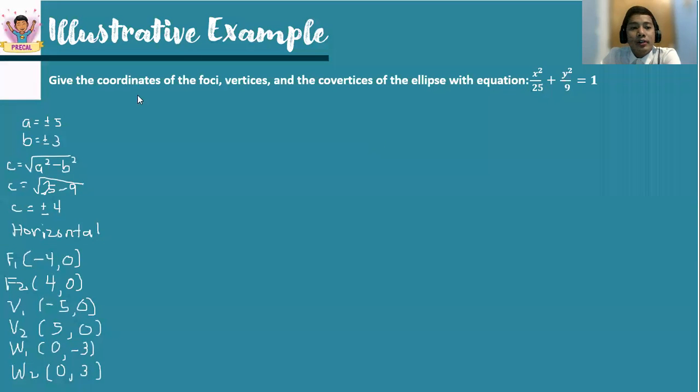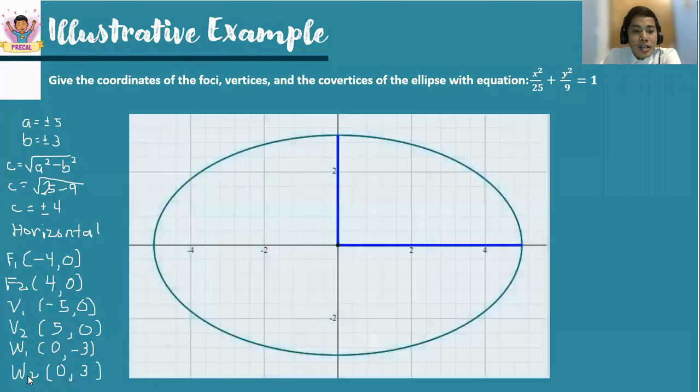Okay, so we already have answered that part. Let us continue. So this is how the graph would look like. So notice the coordinates. Let me draw the coordinates here of the vertices. So it's correct. It's -5, 0. And this is 5, 0.